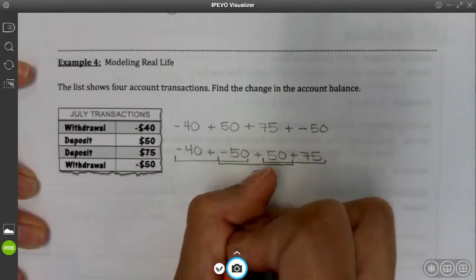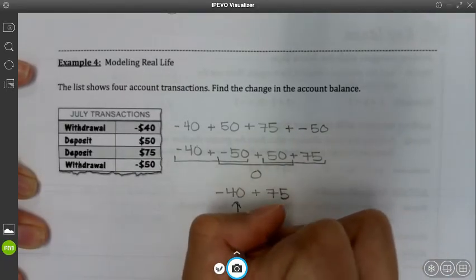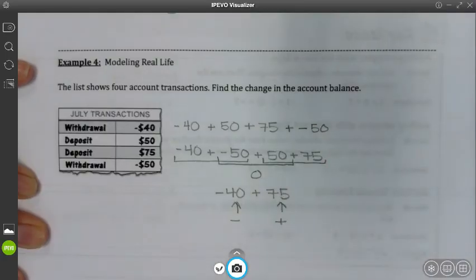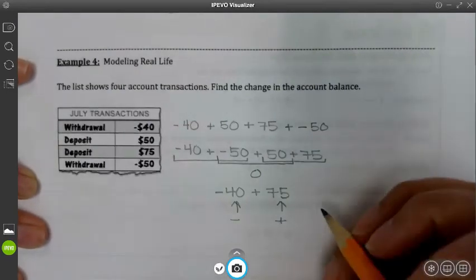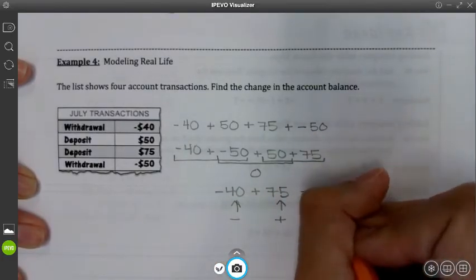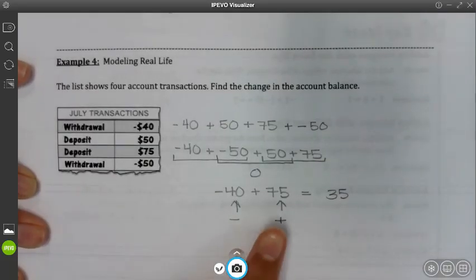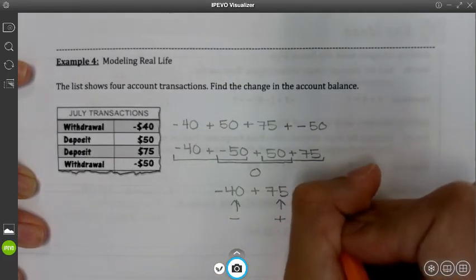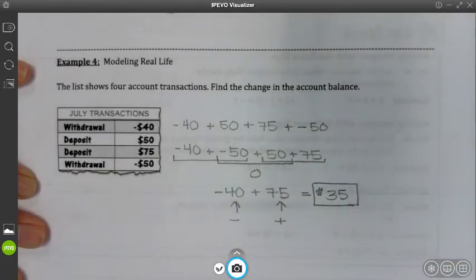So I'm left with negative 40 plus 75. This is a negative number. This is a positive number. So I'm going to find the difference between those different signs. We find the difference. So the difference between 40 and 75 is 35. And we look at which number would win in tug of war. 75 would win because it's a further number from 0 than negative 40. So therefore, our answer is positive 35. That is our account balance. That's what's left in the account.